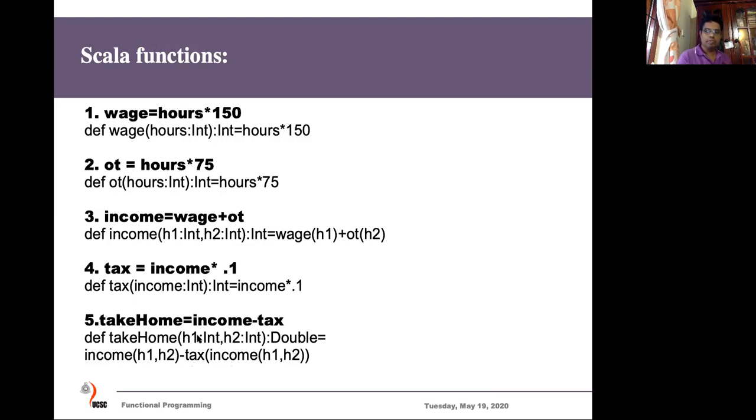So H1 and H2, when we input this H1 and H2, which pass to the income function and calculate its total income, and then pass H1 and H2 again to the income function, get the total income and pass that total income to the tax function and get returns the tax value, and then system will reduce tax from the return is take home salary. So that's how we simply solve this problem.